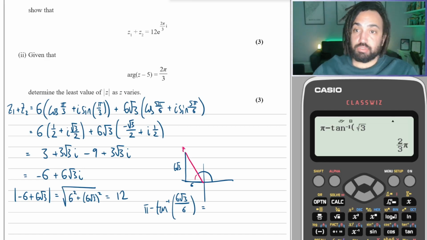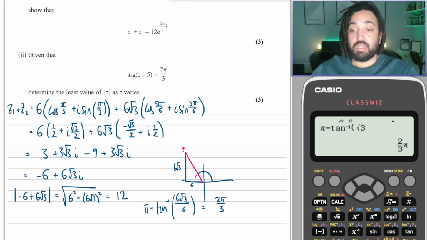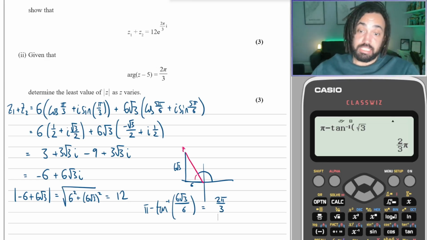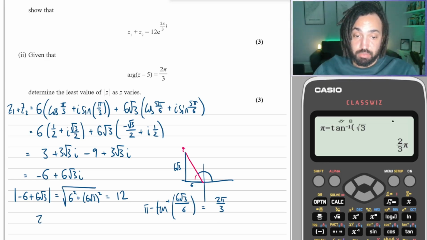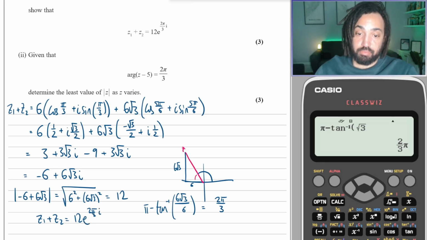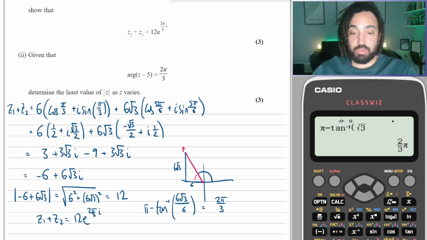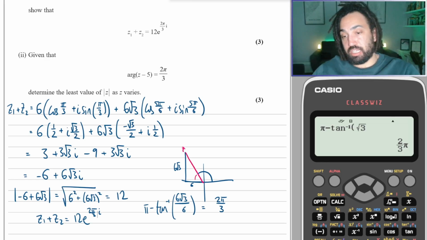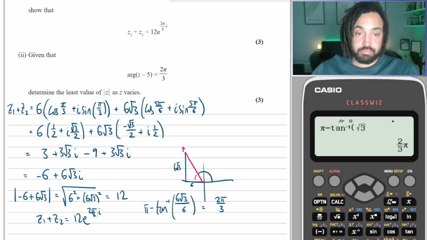Okay, great. 2 over 3 pi, so 2 pi over 3. And that's to be expected because they've actually given us the answer. So we can now say that Z1 plus Z2 is equal to 12e to the 2 pi over 3 i in exponential form, where we use the magnitude and the argument.